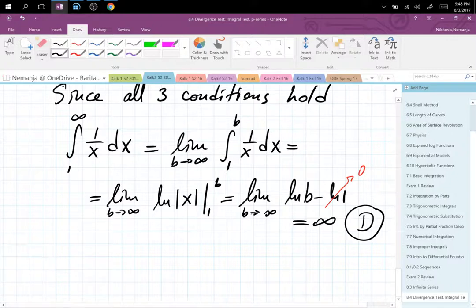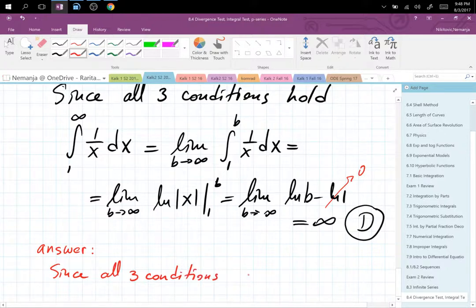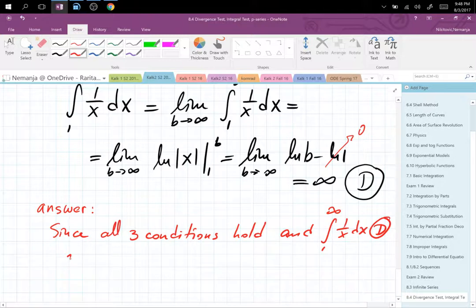Now, guys, here we go. Here is your answer to the question. I'll do it in red. Answer. This is what you write at the end of the problem. Answer says, since all three conditions hold, and the integral from 1 to infinity of 1 over x dx diverges, the series summation from 1 to infinity of 1 over n diverges by the integral test.